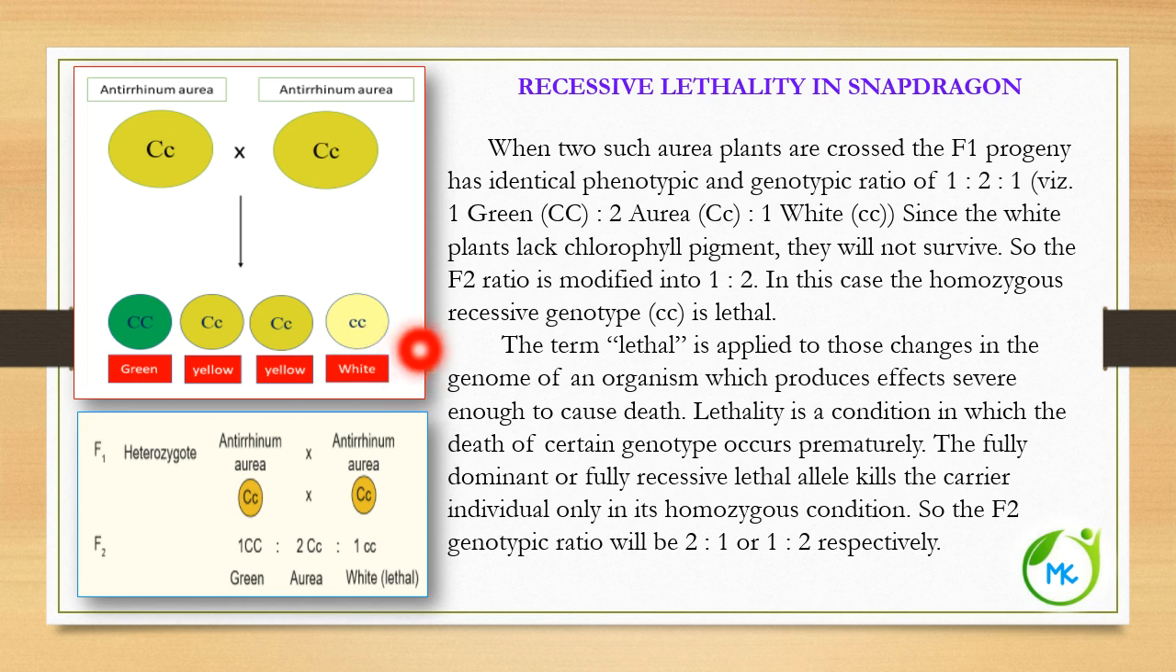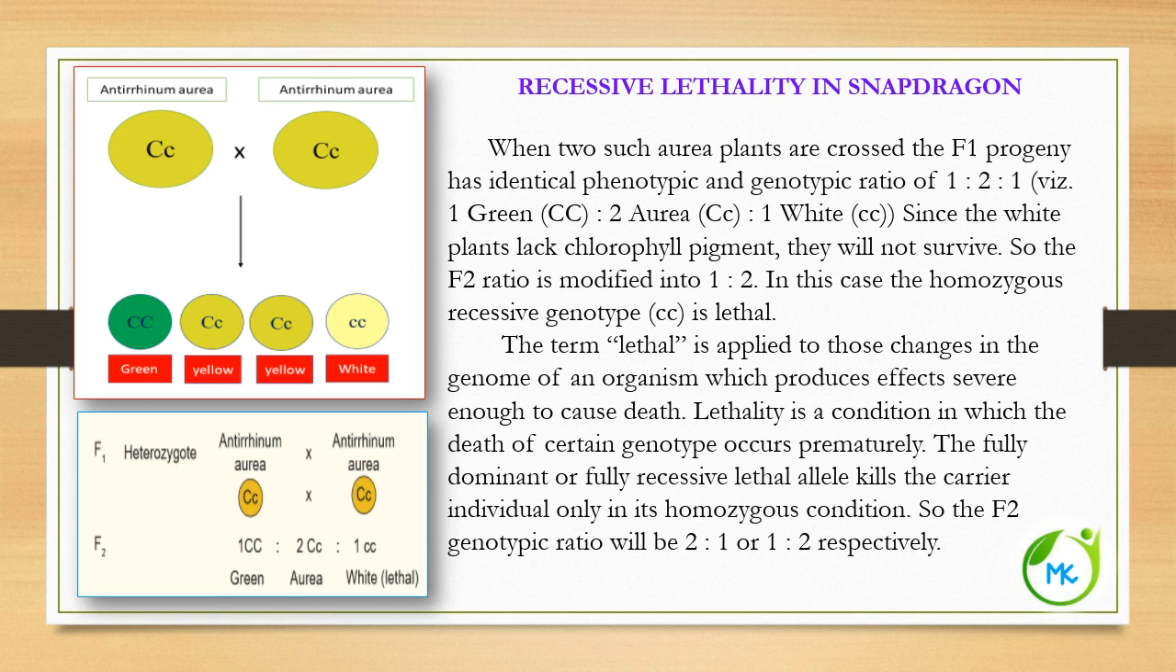When the recessive condition is found, which is recessive here? Small c is the recessive. Only when the recessive condition is found, there is no chlorophyll, so the plant cannot survive. So this condition is referred to as recessive lethality. Due to the presence of these recessive genes, it leads to death.